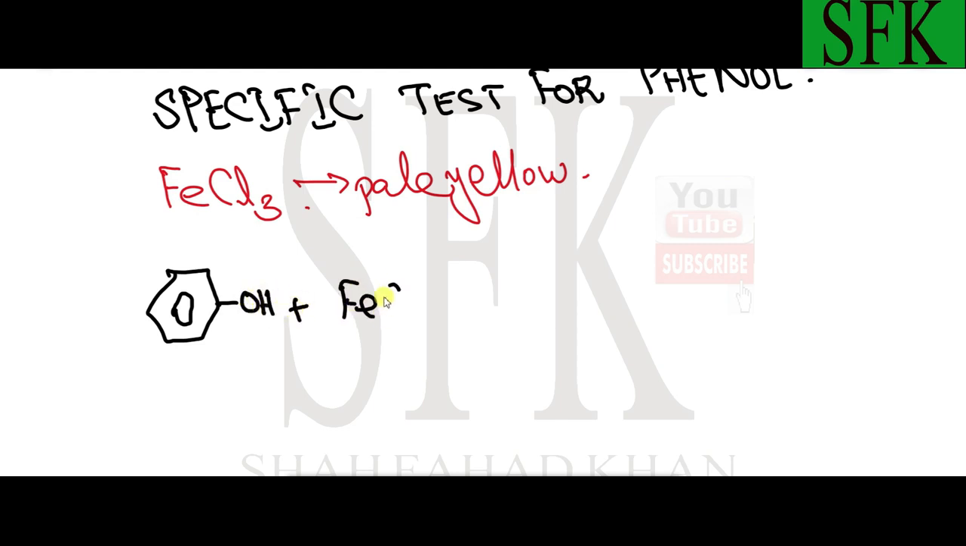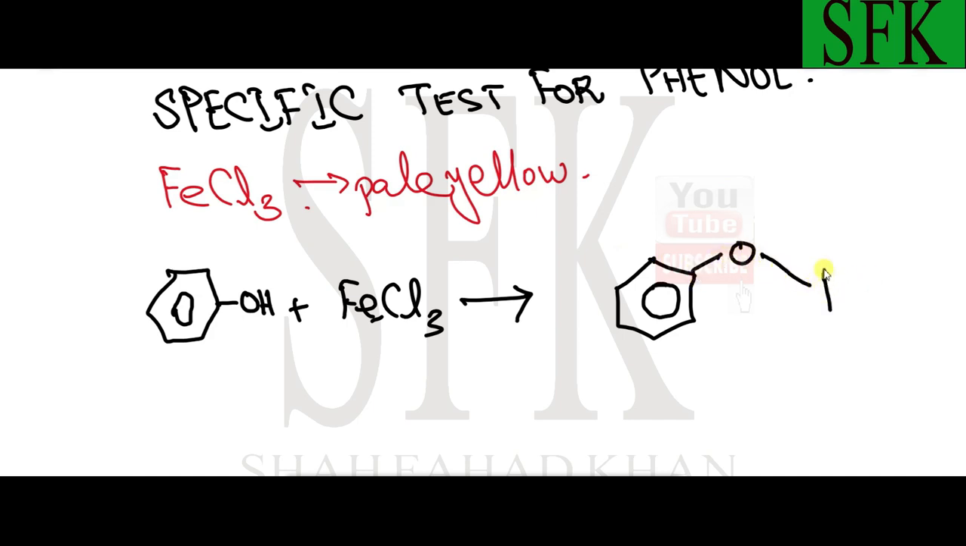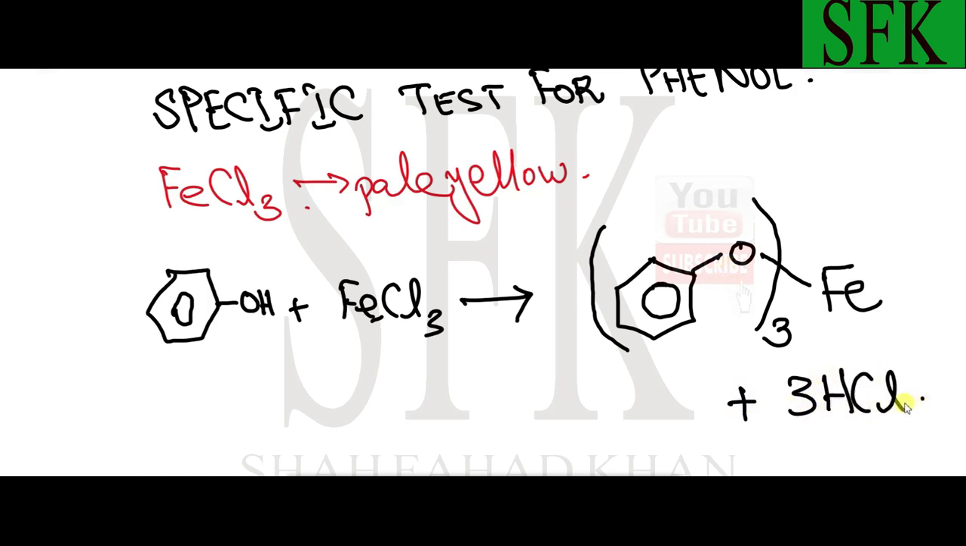combines with iron chloride. It gives a product, and the product is somewhat like this. Benzene ring over here. The hydrogen is removed and oxygen is left, and then this oxygen is combined with the iron, and there is a 3 outside this bracket, indicating 3 of each of the atoms inside the bracket. 3 molecules of HCl are given out as byproducts, and 3 molecules of phenol are needed in this reaction.